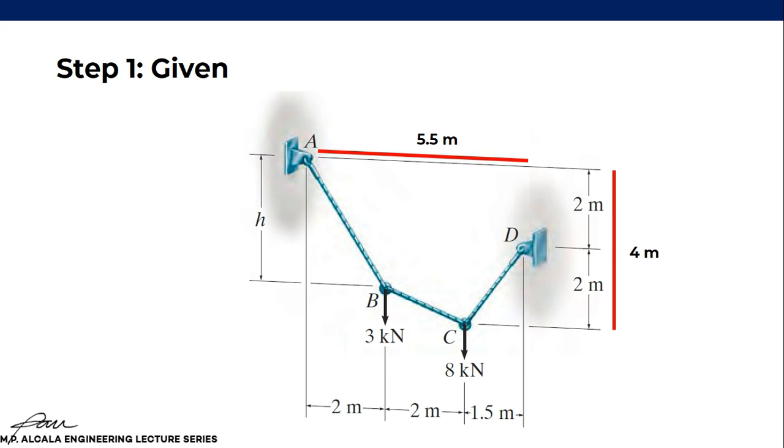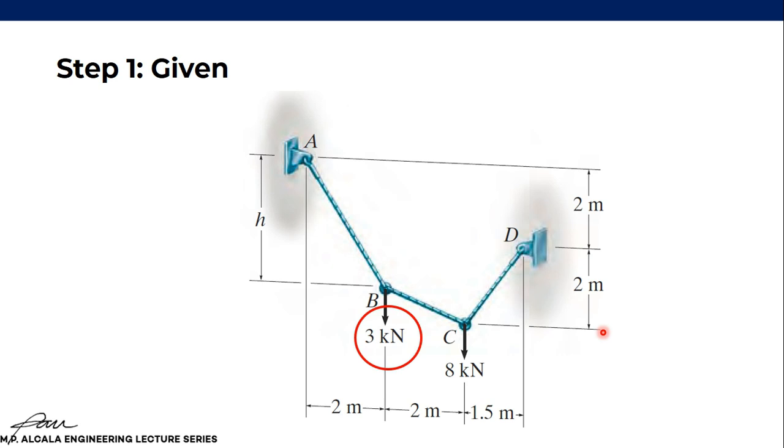Since we have already read the problem, step 0, and understood the basic concepts, we are now in step 1 to understand the given. First, we have here the summary of the lengths. From A, B, C, and D, the straight line is equivalent to 5.5 meters, that is basically 2 plus 2 plus 1.5. And the height, the length from A to the bottom C, is 4 meters. Now, what else is given for us? The forces: 3 kilonewtons and 8 kilonewtons.